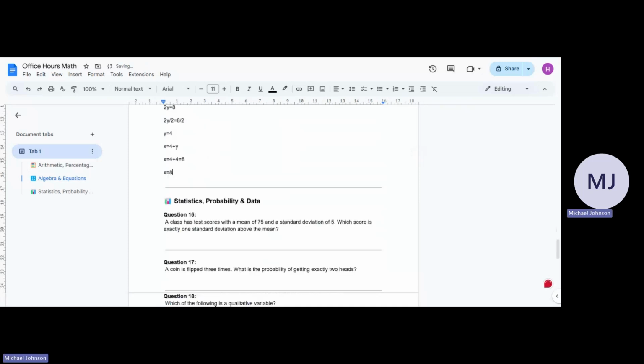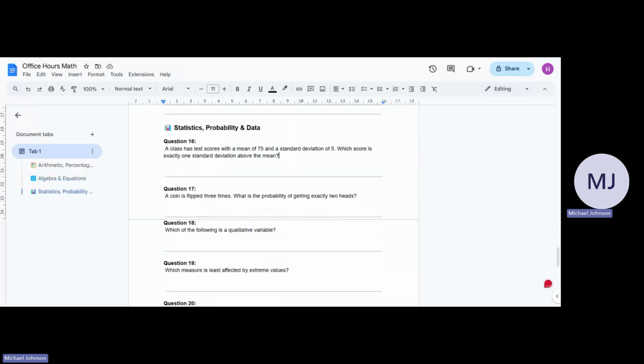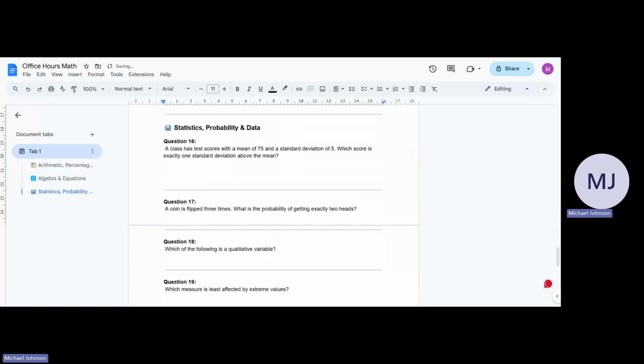And then the next one, class test scores have a mean of 75 and a standard deviation of 5. Which score is exactly 1 standard deviation above the mean? So we take the mean, which is 75, and add the standard deviation. So we get 80. That's the answer.